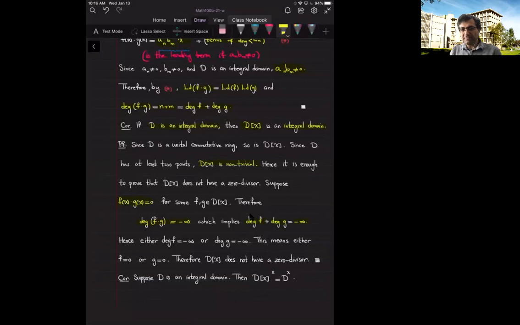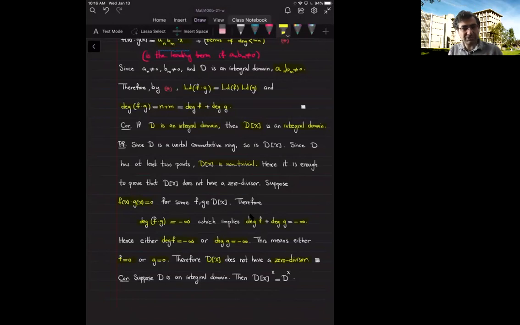But this means the degree of f and the degree of g cannot both be integers at the same time. One of them should be negative infinity, because when I add two integers, I will end up getting an integer. I do not get negative infinity all of a sudden. So this means either the degree of f or the degree of g should be negative infinity. But that's the same as saying that either f is 0 or g is 0. So in any case, that means that in D bracket X, we do not have zero divisors. And altogether, we deduce that D bracket X is indeed an integral domain.